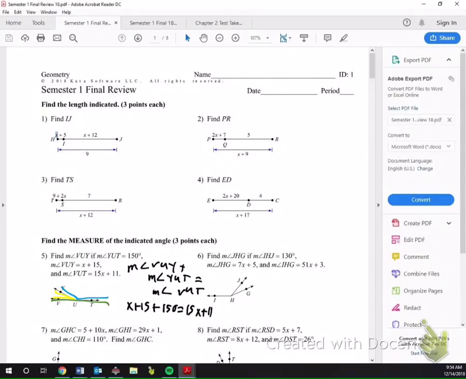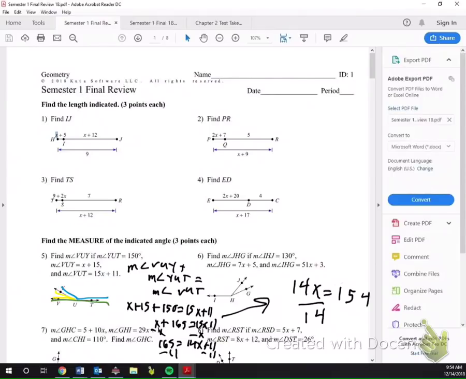And now we're at the algebra portion of the problem, which is we just want to solve for x so that we can plug it back into the missing angle measure. So we have x plus 165 equals 15x plus 11. I'm going to subtract x from both sides. I'm going to get 165 equals 14x plus 11. Subtract 11 from both sides, and I'm going to get 14x equals 154. Divide both sides by 14, and I get x equals 11.